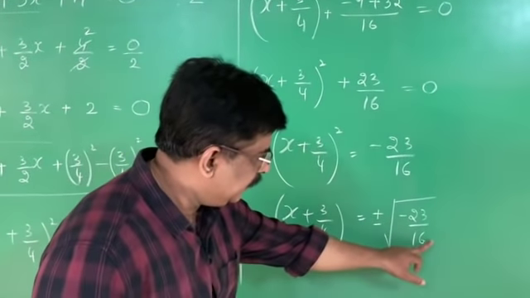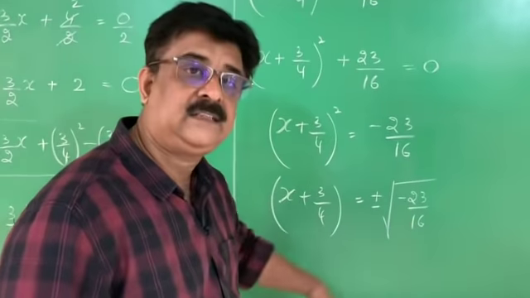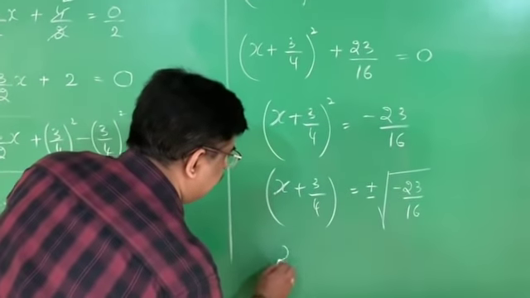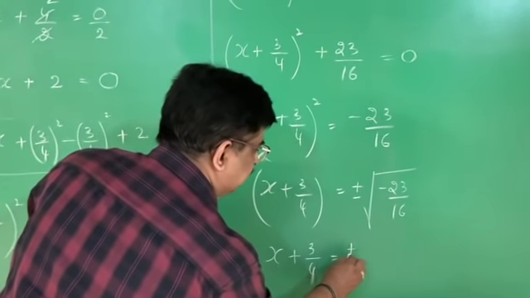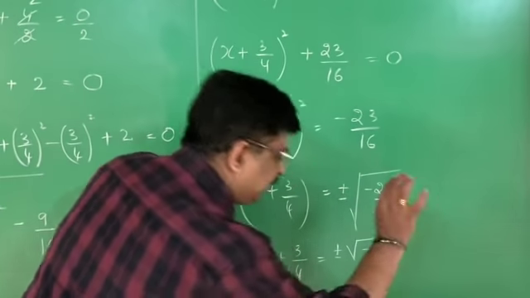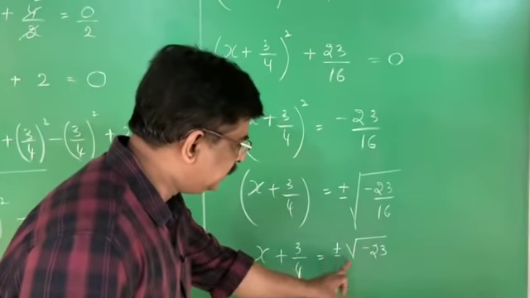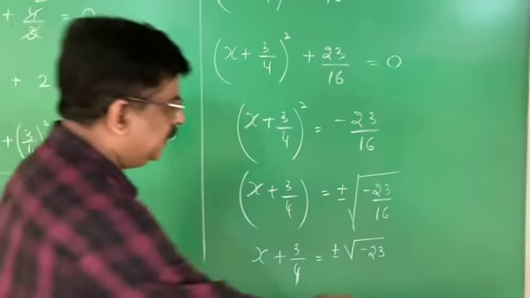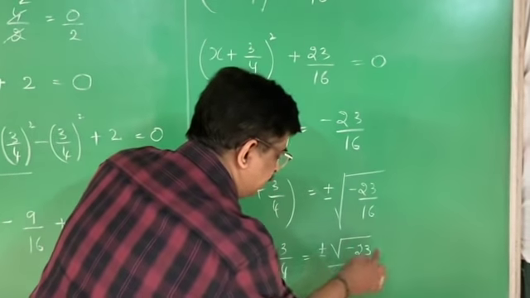Now, here see the denominator. For the denominator there is a root. Square root of 16 is 4. Therefore, this can be written as x plus 3 by 4 is equal to plus or minus square root of minus 23. Minus 23 is imaginary. If any negative number is there inside the root, it becomes imaginary. The roots are imaginary. It is 4. See, the square root of 16 is 4.